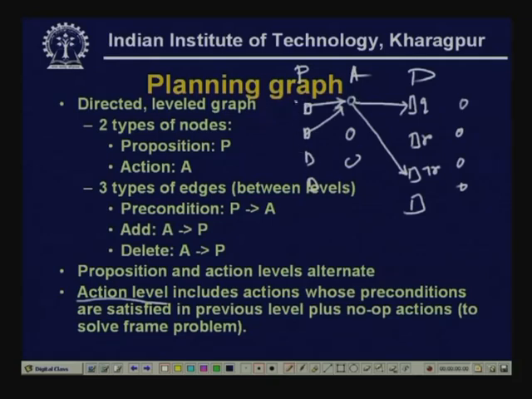Suppose the propositions at a particular level will denote those propositions that can be valid at a particular state. In a state where a subset of these propositions will be valid, what are the actions that one can take from the state? The actions that one can take from the state are those for which the preconditions are satisfied.